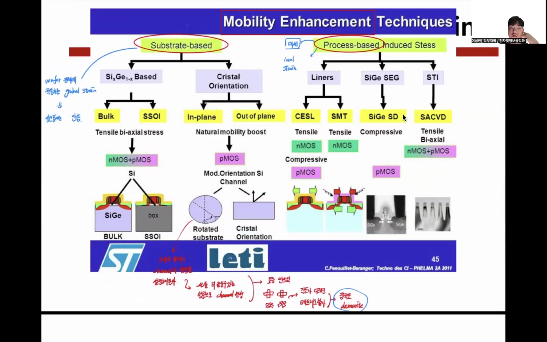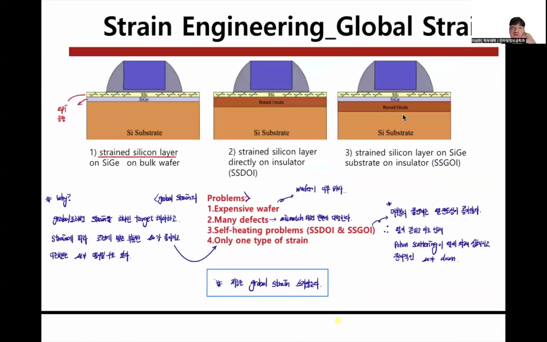There are two parts: first is substrate-based, and second is process-based. In easy words, this is global strain engineering, and this is local strain engineering. Global and local have many differences. Global means we give strain to the whole wafer, so the wafer has one fixed characteristic strain.